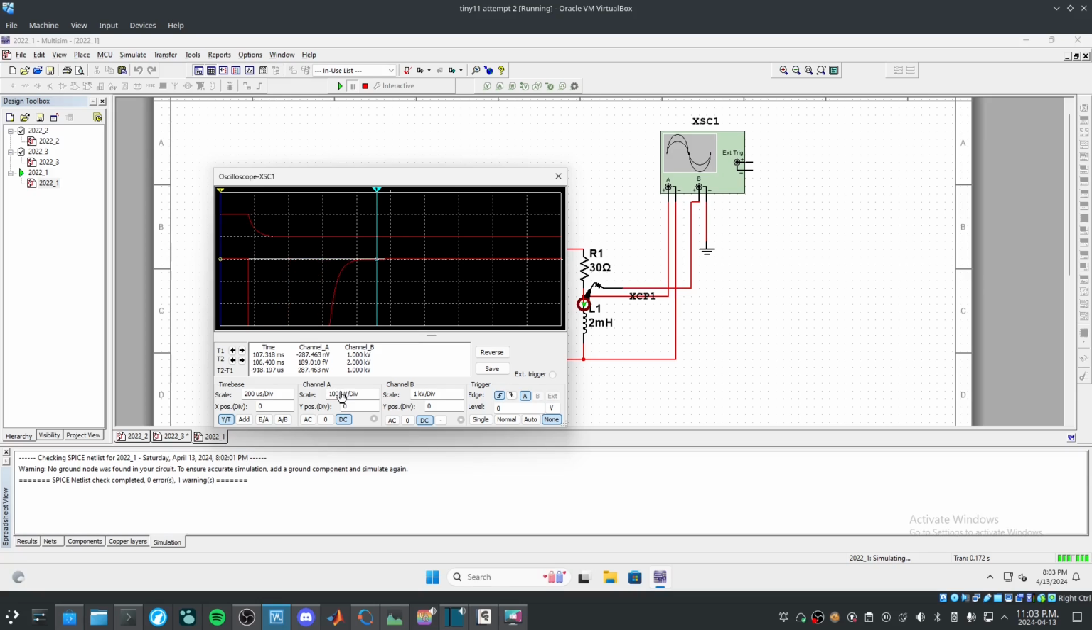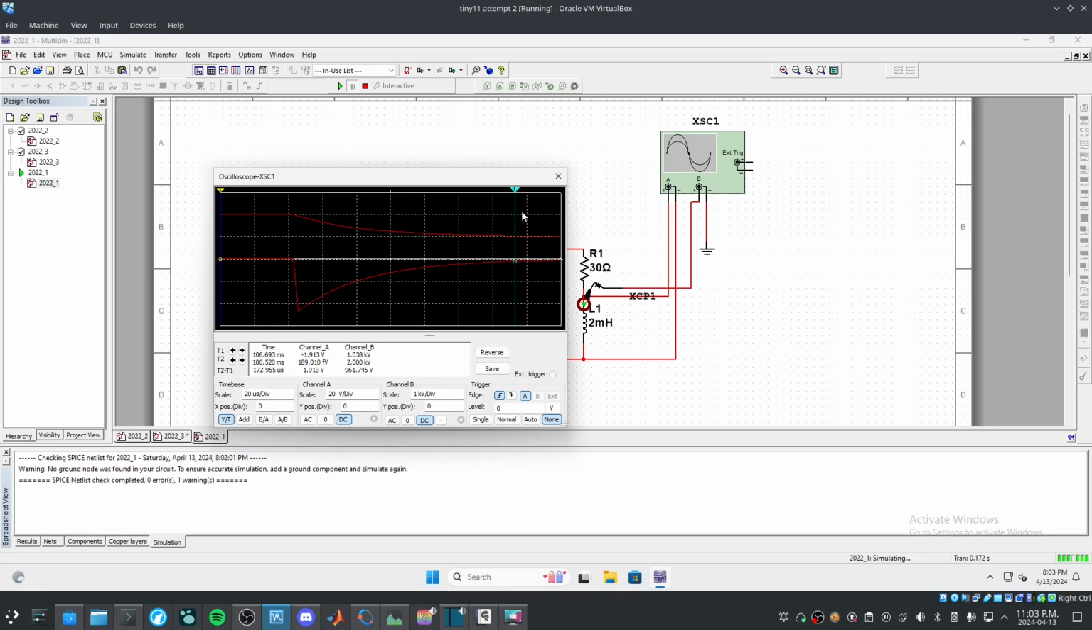Oh, that's perfect. Oh wait, that's the scale. Oopsie. Let me move that scale back up like this. Move it a little bit across. Okay, so you can see here, it starts at 2 kilovolts and then it travels down to 1.